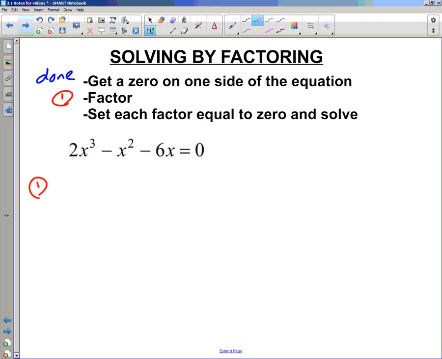Now I'm looking for a GCF because that's always the first thing we should look for when we're factoring. And I do see that we can pull an x out in front. That's going to leave us with a 2x squared minus x minus 6. And we should continue factoring here.